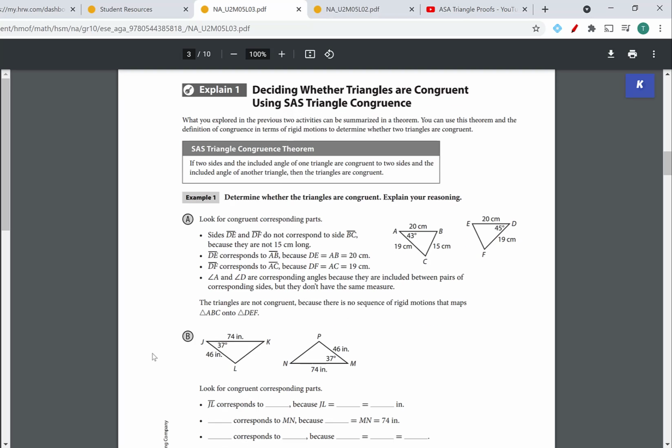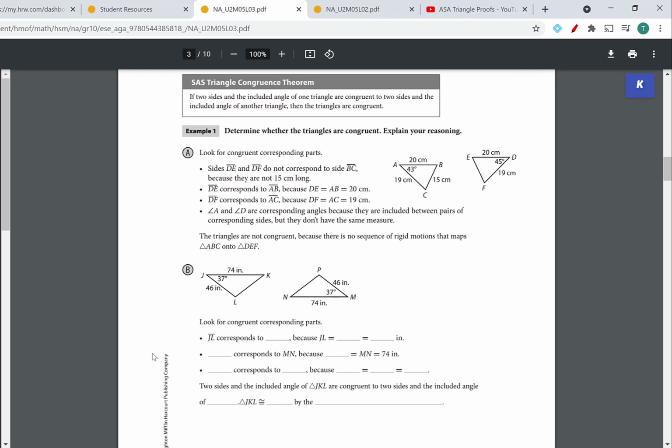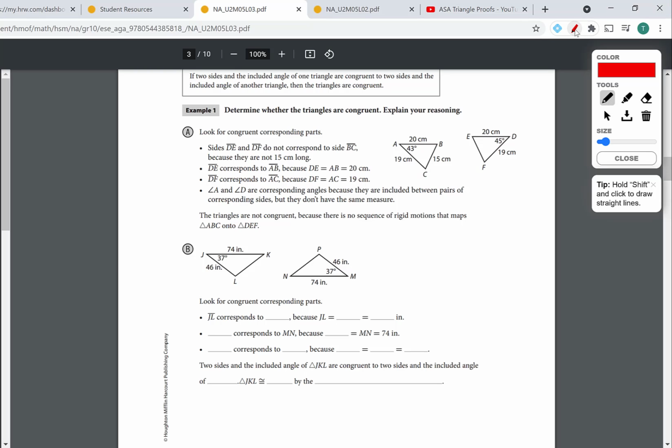So let's look at example 1B. Again, it says look for congruent corresponding parts. So we have triangle JKL, going clockwise, and triangle NPM. It tells us in this problem that JK is 74 inches, NM is 74 inches. So those sides are going to be corresponding. It also tells us segment JL is 46 inches and segment PM is 46 inches. So let's walk through the guide here below.